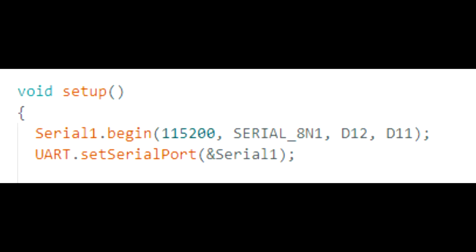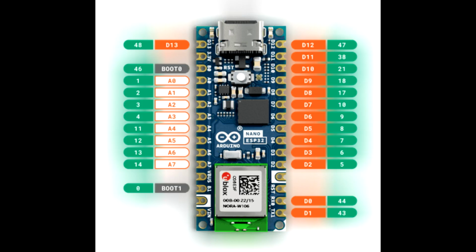My VESC I programmed to use this baud rate, so I made sure to put it here. Then, because I use an Arduino Nano ESP32, the pinout's a little bit different. I'll just put it up here now so you can see that I use D12 and D11, but this will be different if you're using a standard ESP32 development board.